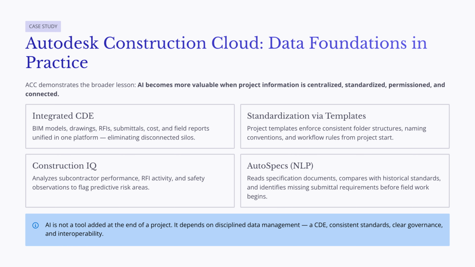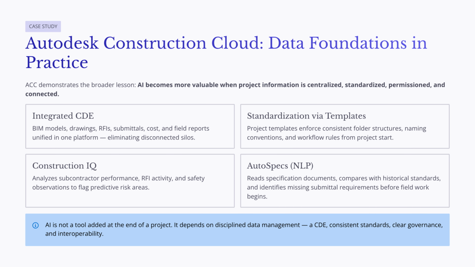ACC can also support AI tools such as Construction IQ and AutoSpecs. Construction IQ can analyze project information such as subcontractor performance, RFI activity, safety observations, and issue records to help identify predictive risk areas. AutoSpecs uses natural language processing to read specification documents, compare them with historical standards, and identify missing submittal requirements before fieldwork begins.